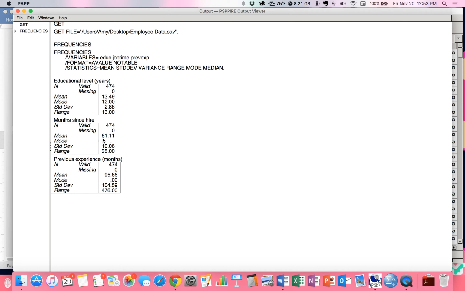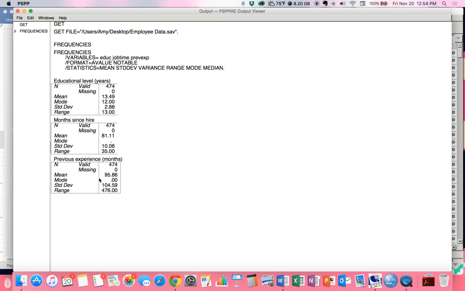Now let's look at months since hire. So here we have the average months since hire is 81.11. Now whenever we have multiple modes or no mode, we get this little dot, right? So PSPP says there's either more than one mode or there's not a mode at all in our data. So we'd have to go look at our data to see what the mode is here. And we would have our standard deviation. So on average, we have about 10 months of difference among our employees. So not quite a year, but almost a year. I'd say that's kind of high. And the range here was 35 months.